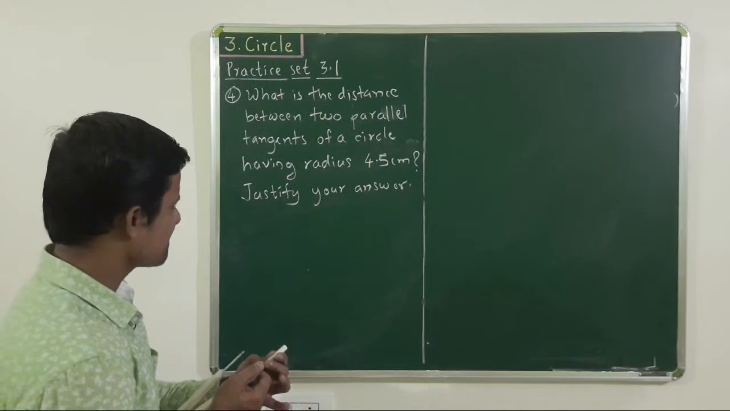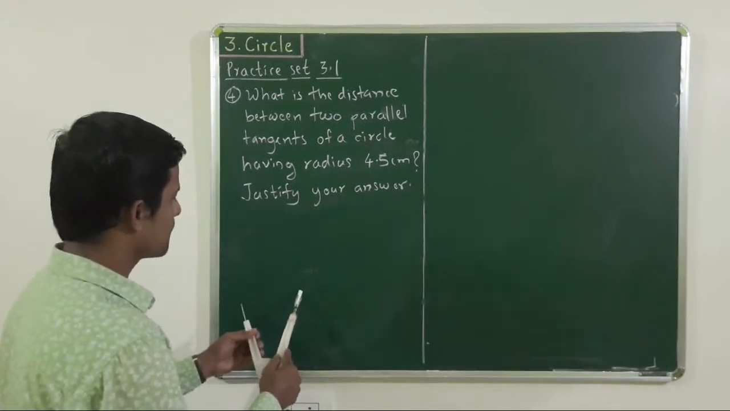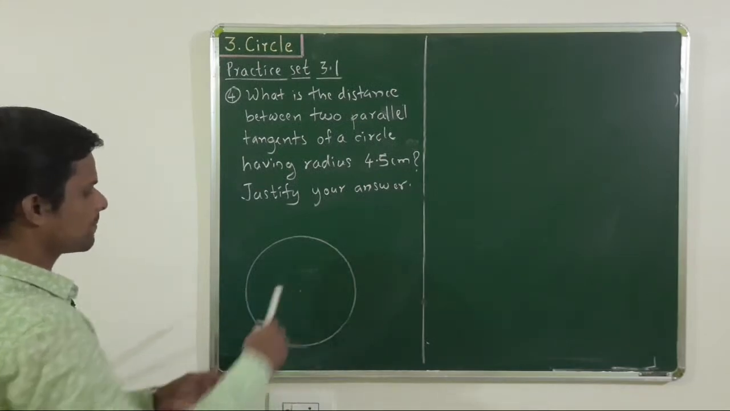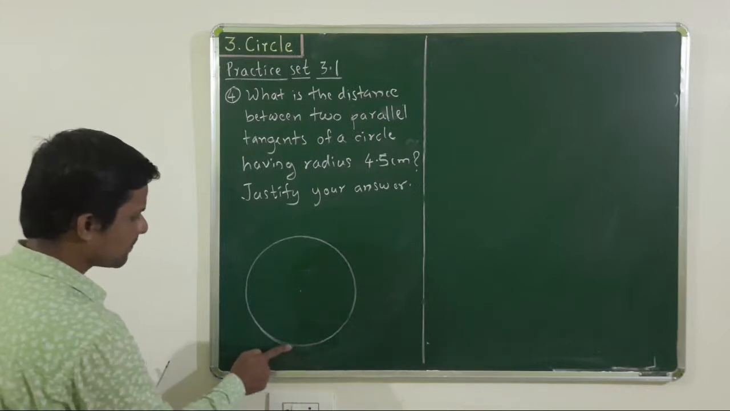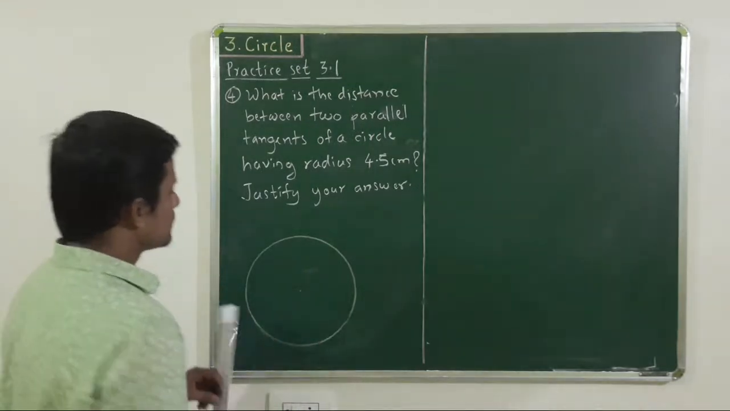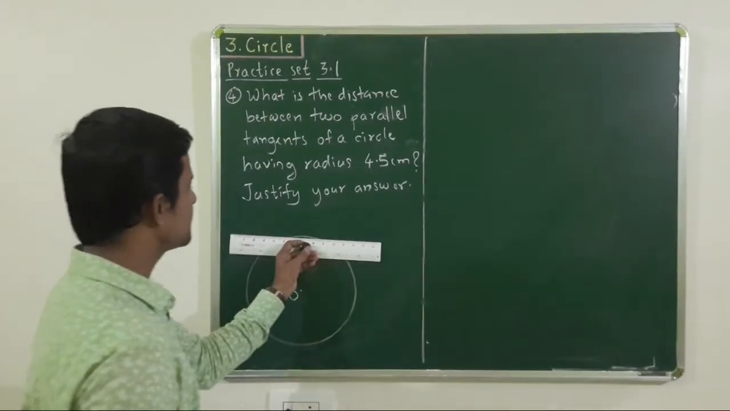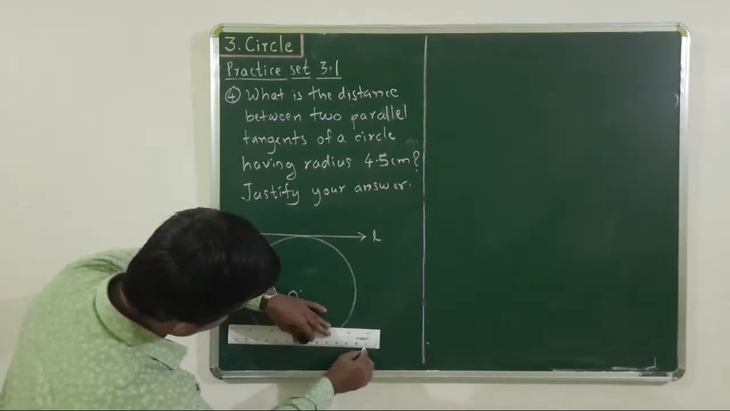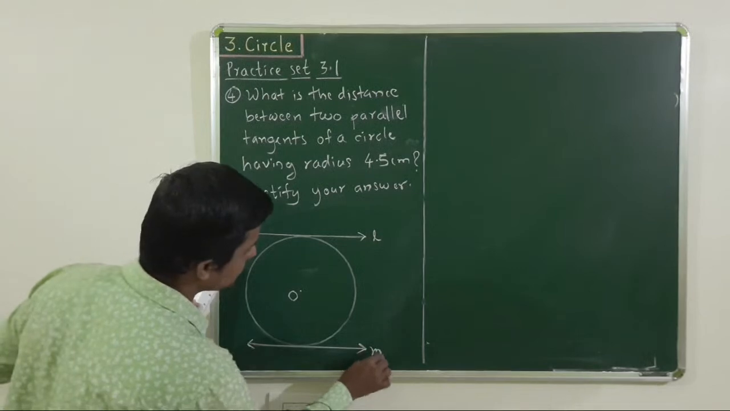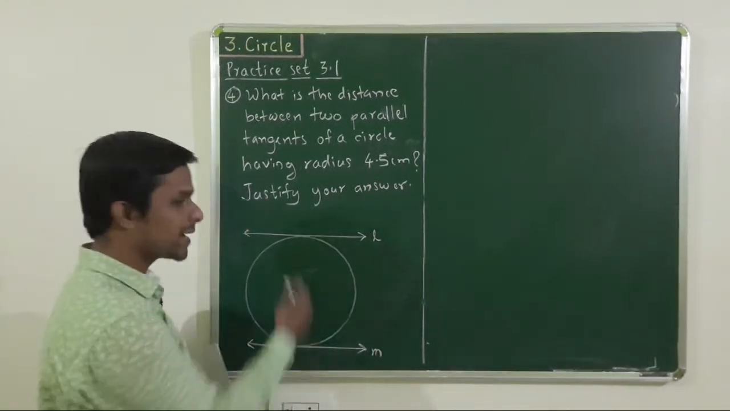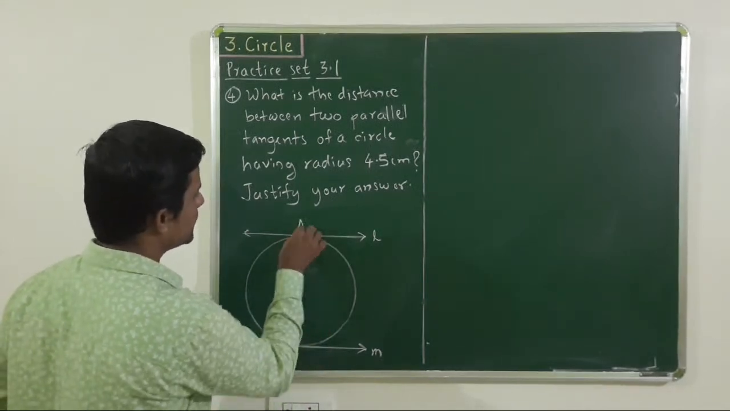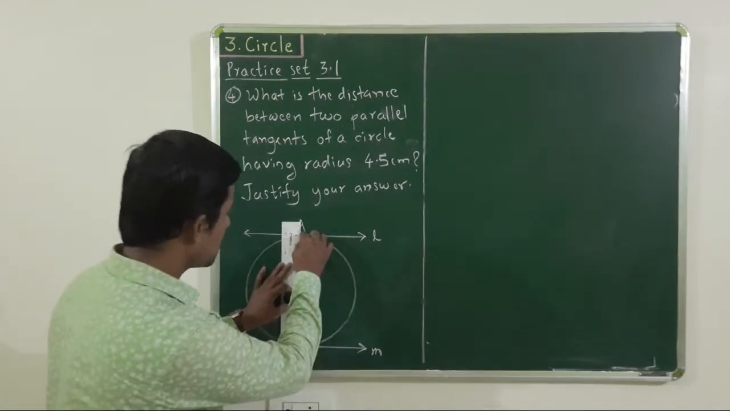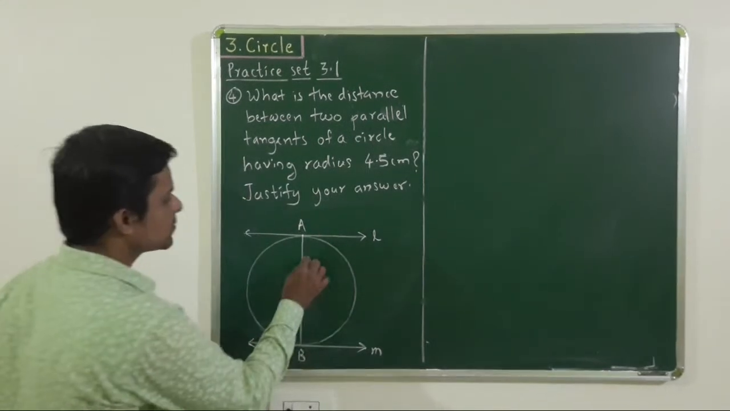We'll draw a circle first. Suppose there is a circle with center O and there are two tangents which are parallel to each other. Suppose line L and line M are the two tangents to the same circle and which are parallel with each other. Suppose line L is tangent to the circle at point A, line M is tangent to the circle at point B. Now radius of this circle is given as 4.5. I'll draw AB.